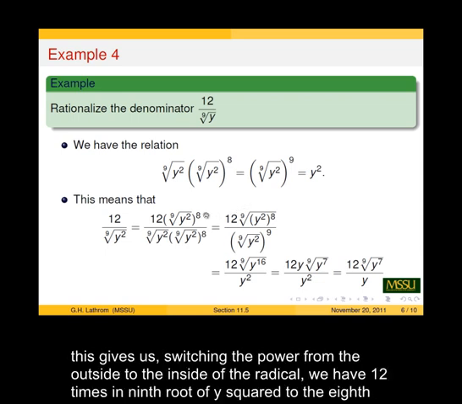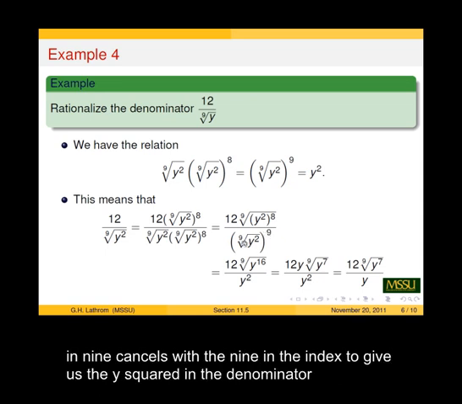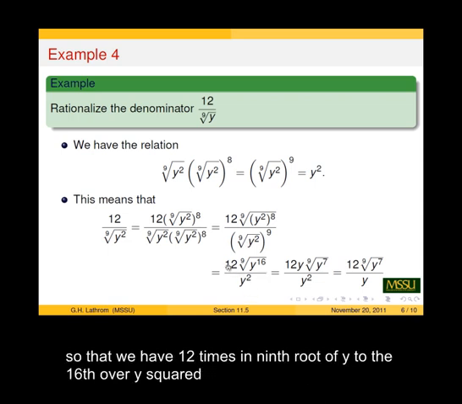This gives us, switching the power from the outside to the inside of the radical, 12 times the 9th root of y squared to the 8th divided by the 9th root of y squared to the 9th. The 9 cancels with the 9 in the index to give us a y squared in the denominator, so that we have 12 times the 9th root of y to the 16th over y squared.